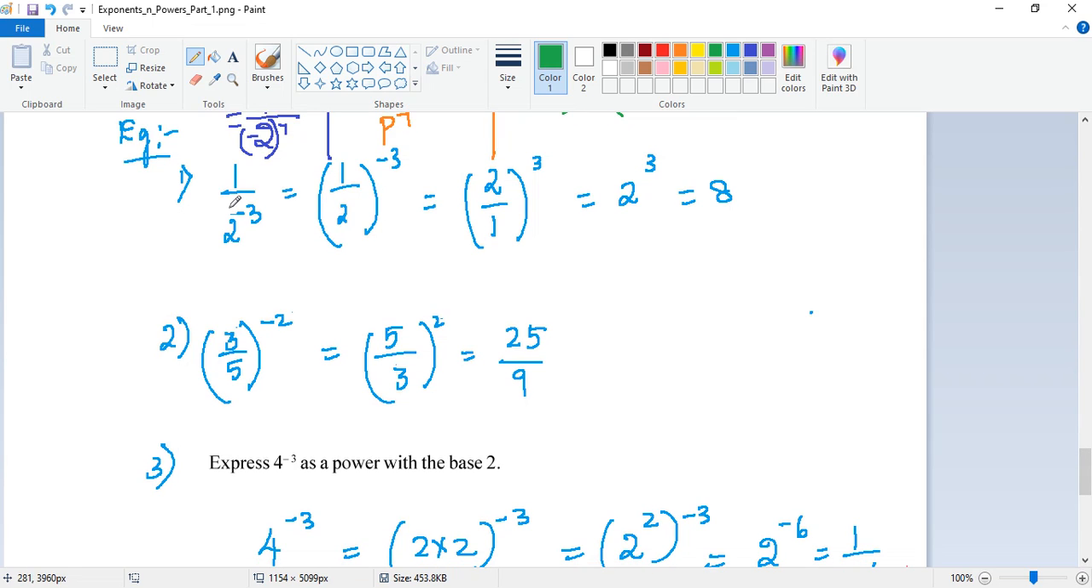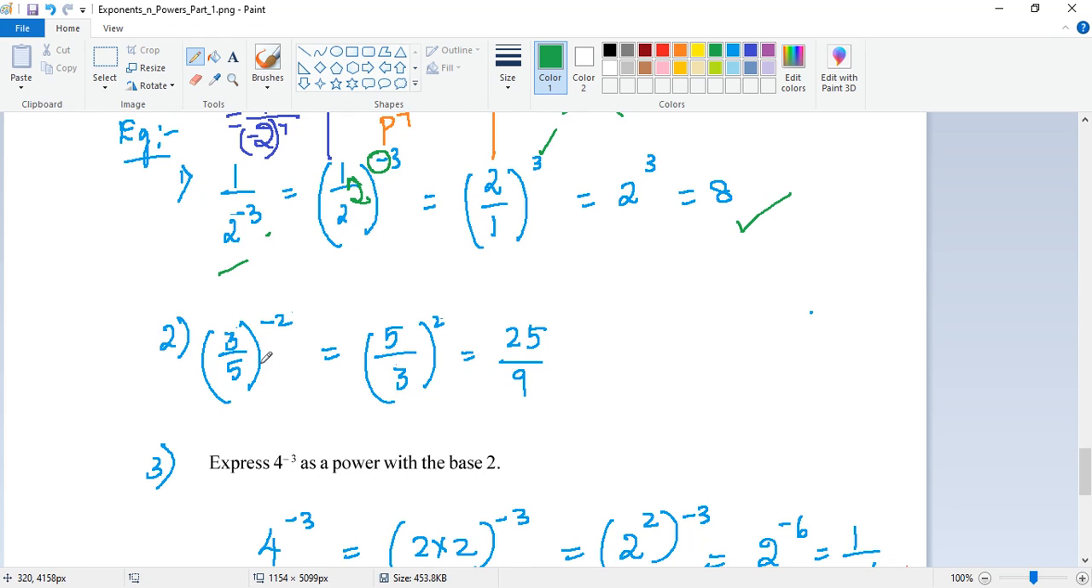1 by 2 to the power of minus 3. The minus 3 could be applied to the whole thing also, because 1 to the power of minus 3 is going to give you 1 only. So I can write it as a whole. If I want to make this positive, I'll have to switch these two. So 1 by 2 becomes 2 by 1, and to the power of 3. So 2 to the power of 3 is actually going to give you 8.